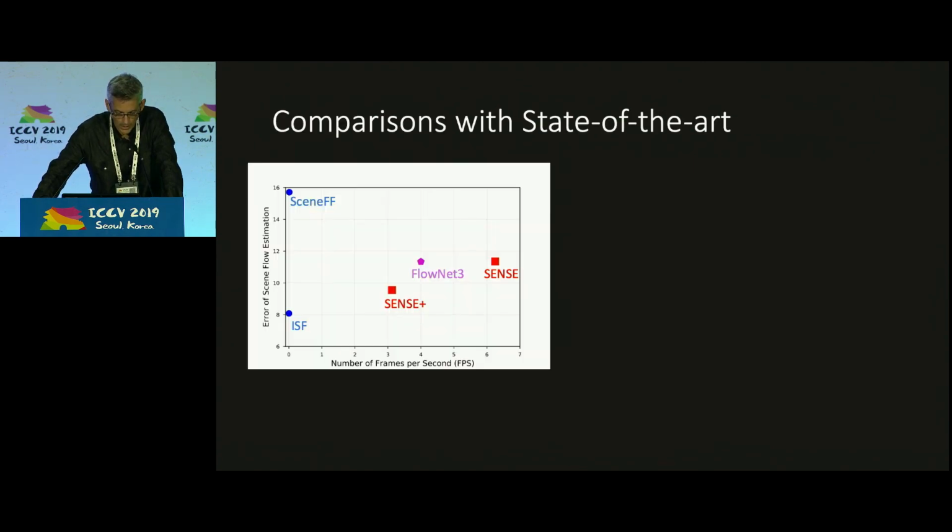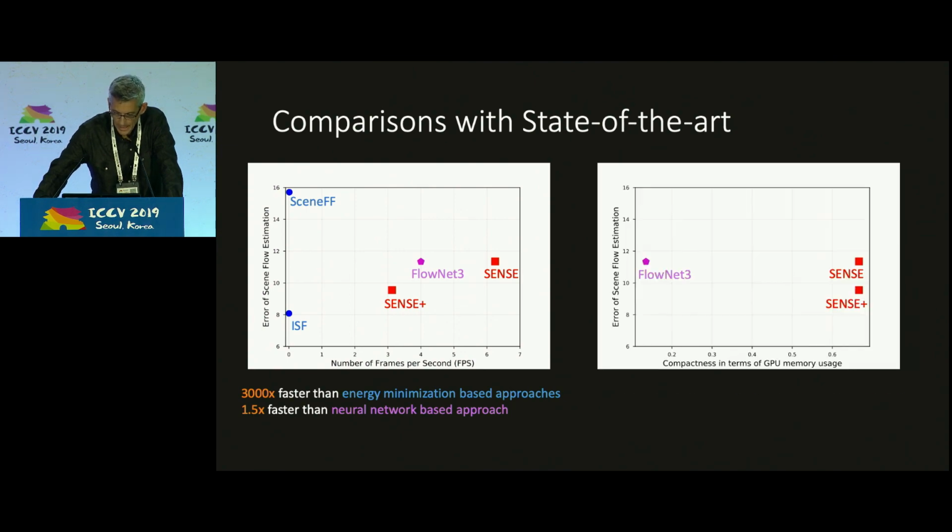So our Sense and Sense Plus networks are thousands of times faster than traditional energy minimization-based approaches, 3,000 times faster and just a little bit less accurate. We're also 50% faster than neural network-based approaches. We're also a very compact model, 4 times more compact than the best competitor, FlowNet 3, of the neural network approaches.